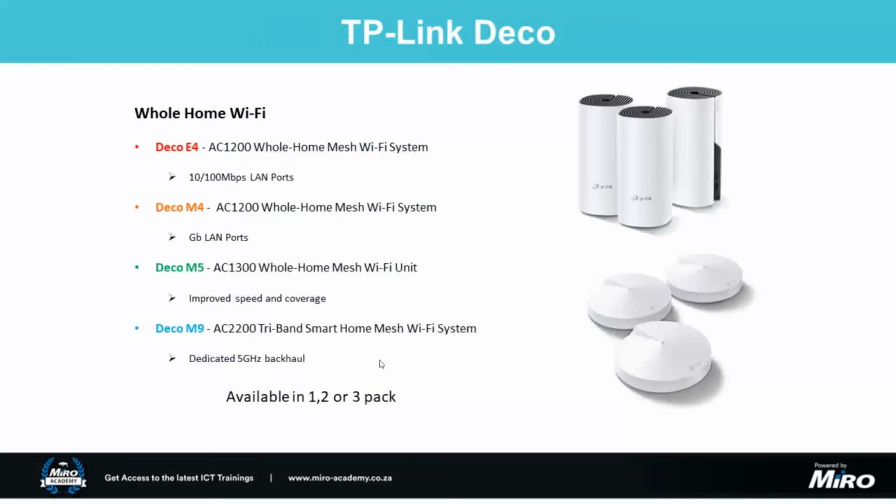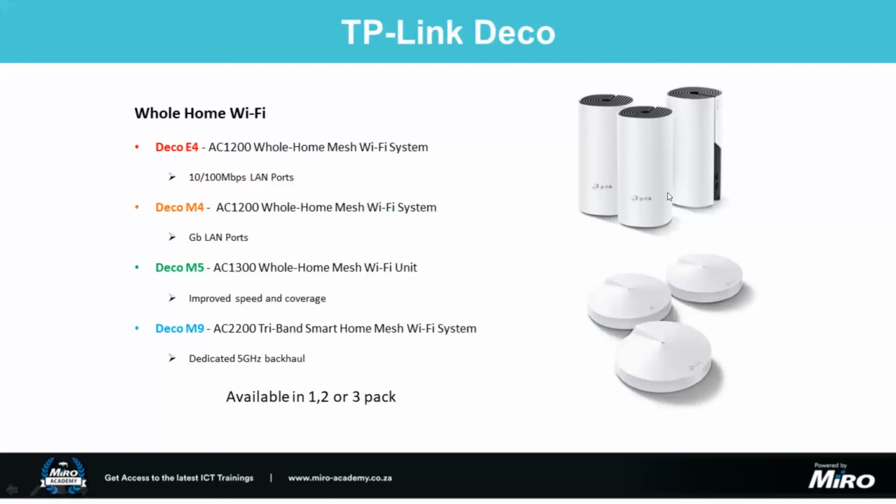Cool. Then looking at the TP-Link Deco range, these units pretty much perform the same function in the sense that they are multiple nodes that will all mesh together to provide one large Wi-Fi network. So I've basically just highlighted some of the key differentiators between the different models. So we've got the Deco E4, first of all, which is an AC1200 mesh unit. This is the most cost-effective option in the range, and it looks like this.